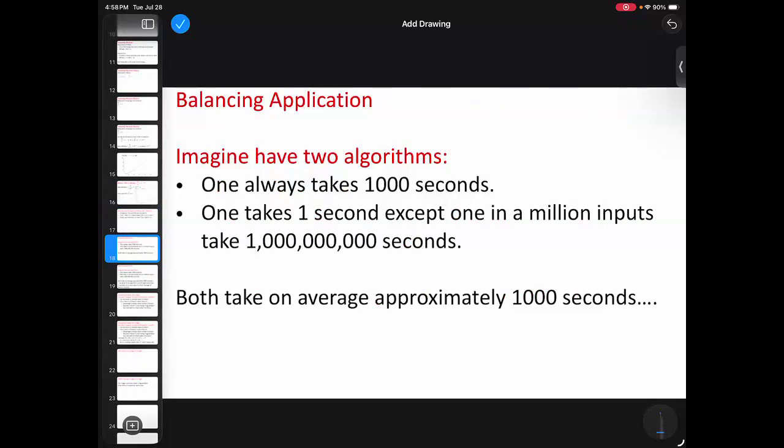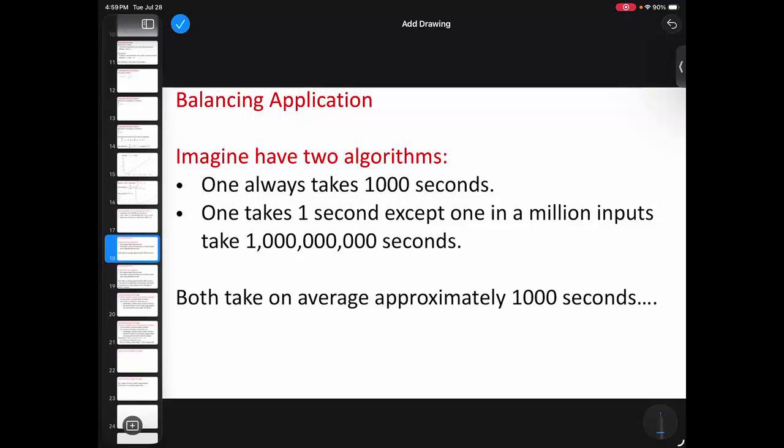So imagine I have two algorithms, and let's see, you had volunteered your life before. You want to volunteer again? Or no? Okay. So one algorithm always takes 1,000 seconds. You know what you're getting with it. 1,000 seconds. The other algorithm takes 1 second almost always, except basically once in a million inputs. It's going to take 1 billion seconds.